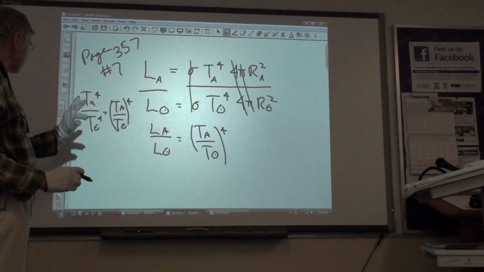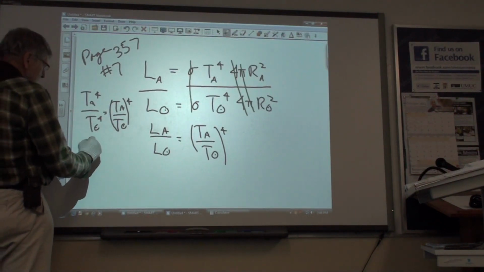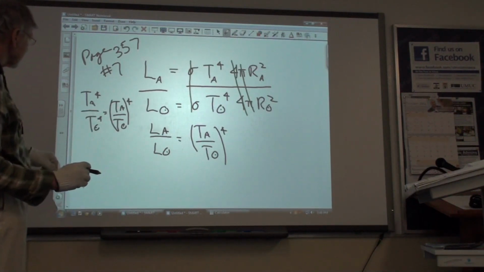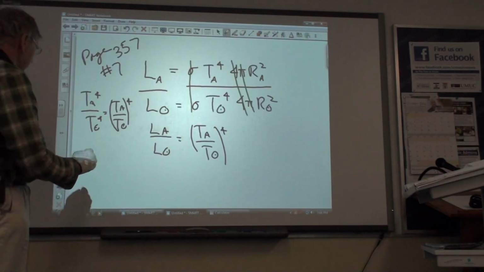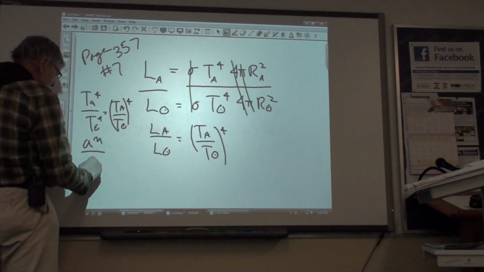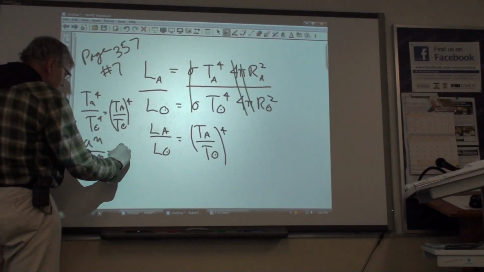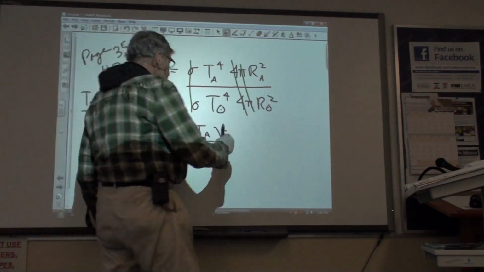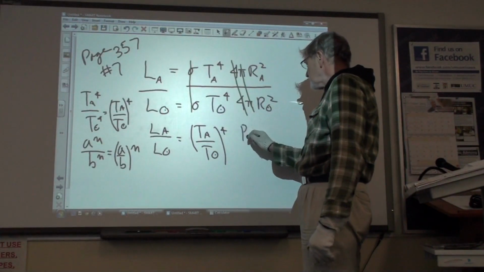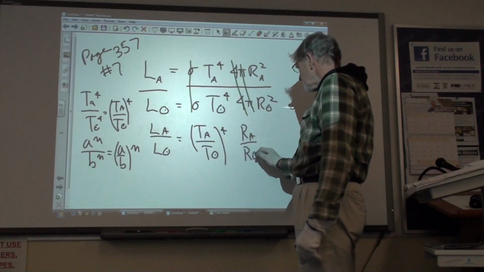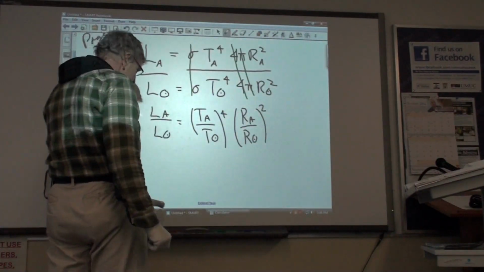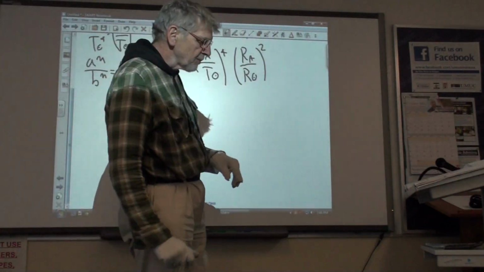Because T A to the 4th over T sun to the 4th is just equal to T A over T sun to the 4th power. The best way to say this is that A to the n over B to the n is the same as A over B to the n power. So this is a law of exponents. And the same applies here, that this is the radius of Arcturus over the radius of the sun to the squared power.